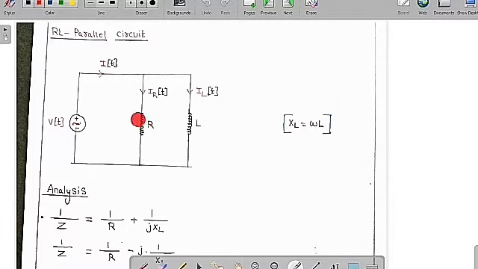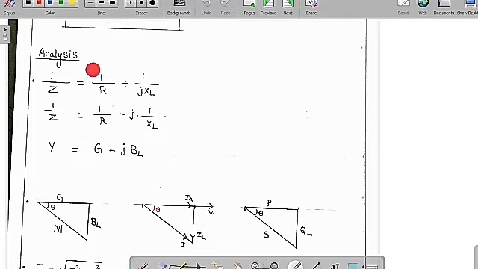R is going to drive some amount of current, which is called IR of t, and the inductor is going to drive some amount of current, which is called IL of t. If you do the summation of these two, we get the supply current, which is I of t. So V of t is the supply voltage and I of t is the supply current. XL is equal to omega L. So this is an RL parallel circuit.